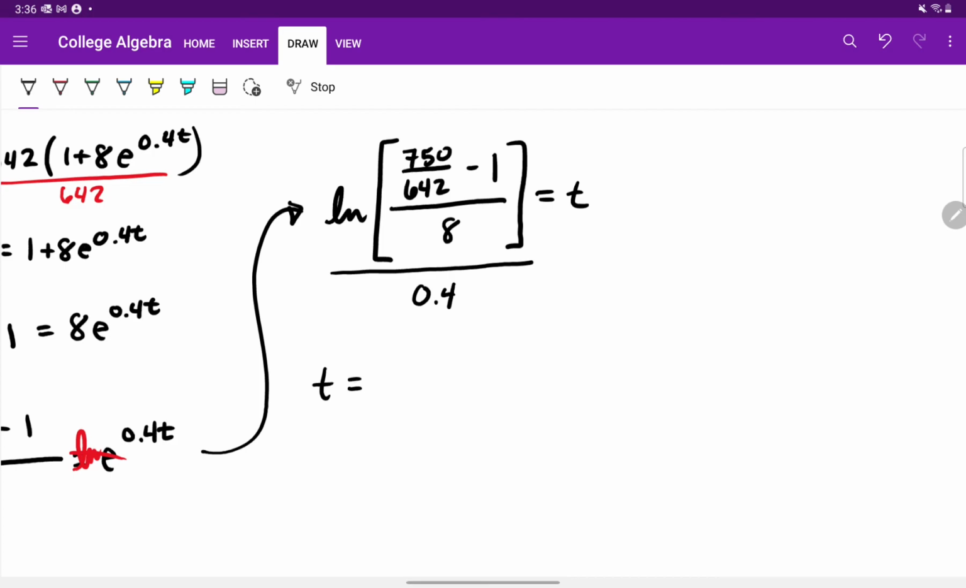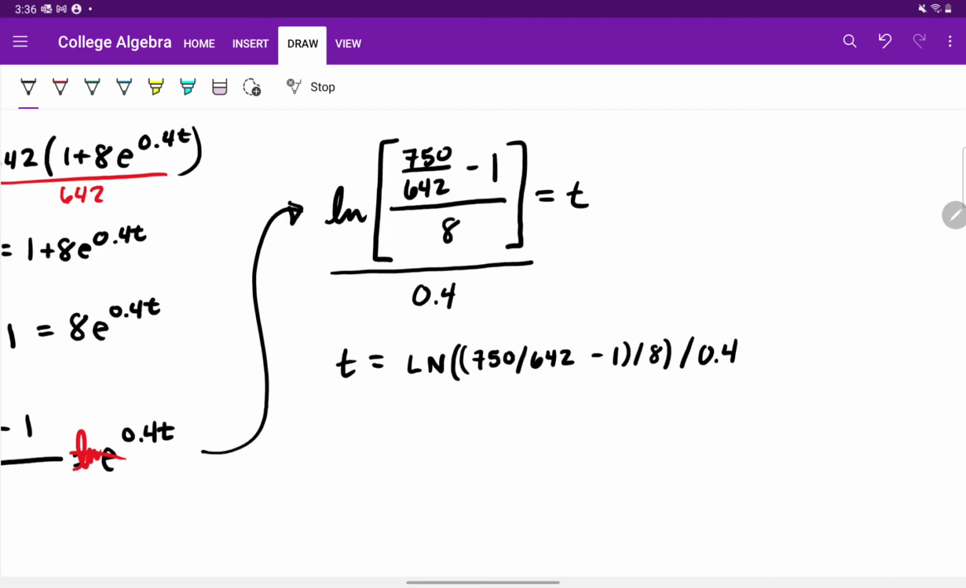t is going to be, let's see, we'll type in natural log, which opens up a set of parentheses. We're going to need 750 divided by 642 minus 1. This needs to be in a set of parentheses because then we divide by 8 and that whole thing is the numerator. Close your natural log and then divide by 0.4. Actually, that's not too bad. There are a few extra sets of parentheses floating around in there, but it's not as bad as I thought it was going to be.